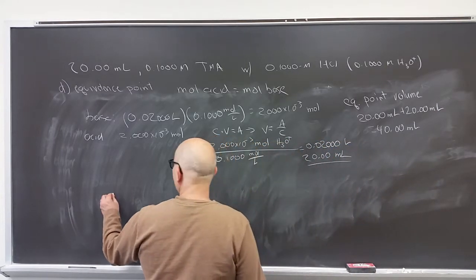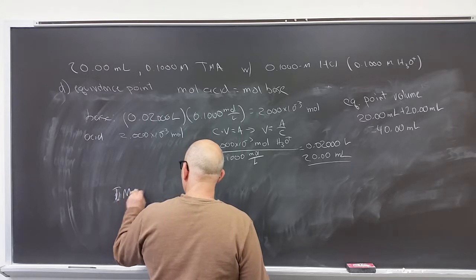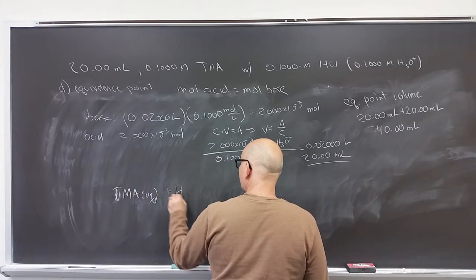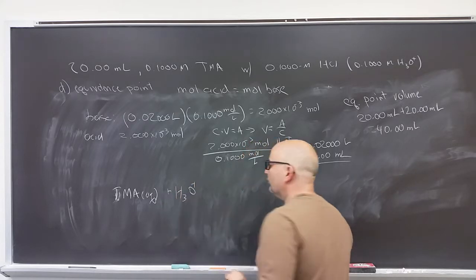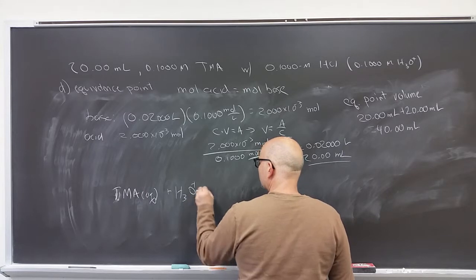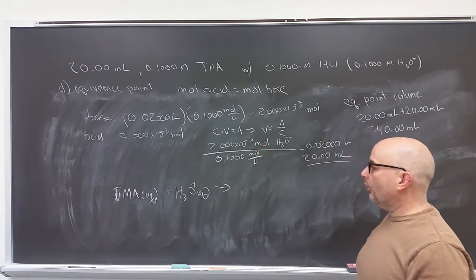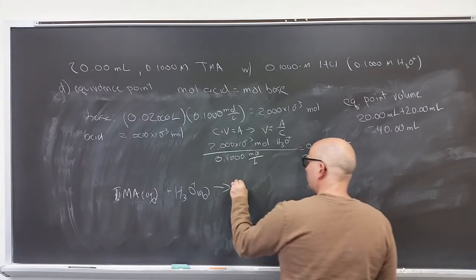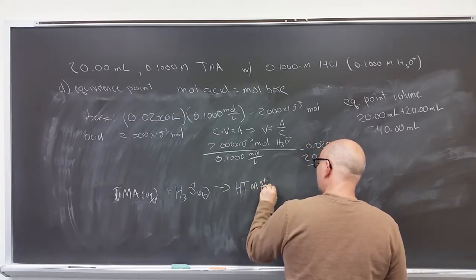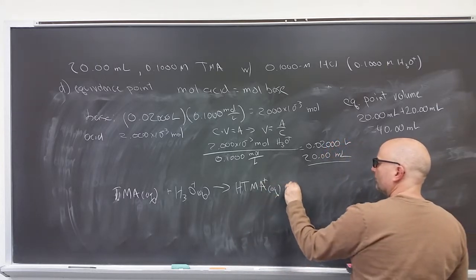All right, so again, what was the reaction that happened here? We were taking the weak base trimethylamine, reacting it with the strong acid hydronium. Since one member of that pair is strong, we can assume a complete reaction, to make trimethylammonium and water.